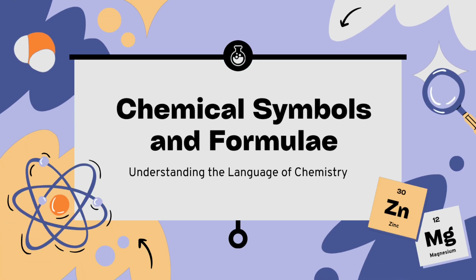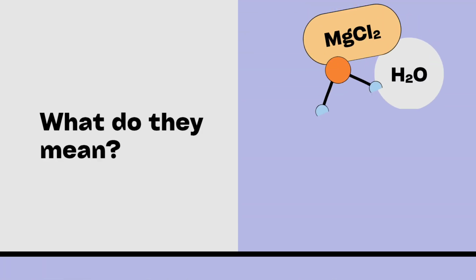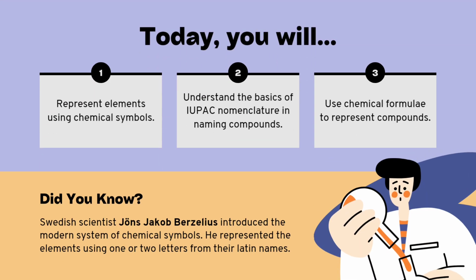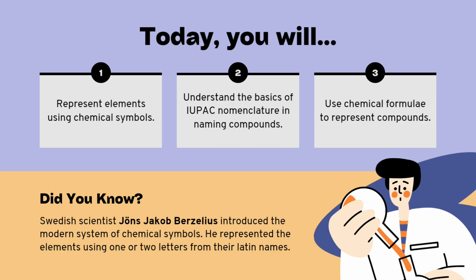Chemical symbols and formulae. Understanding the language of chemistry. What do they mean? Think of where you might have seen these symbols outside of the classroom. Today you will represent elements using chemical symbols. Understand the basics of IUPAC nomenclature in naming compounds. Use chemical formulae to represent compounds.